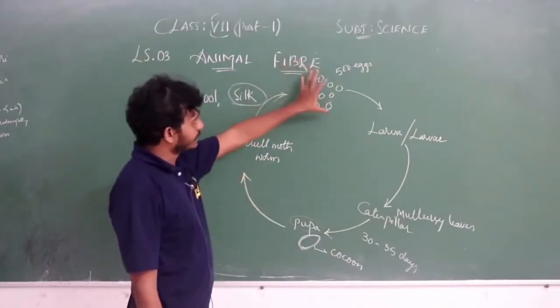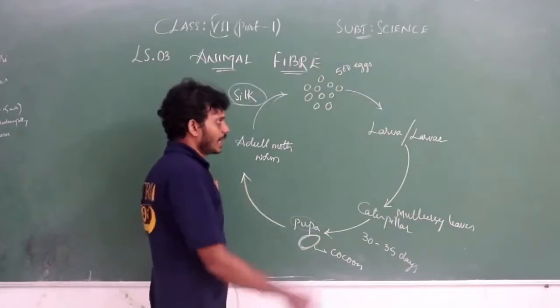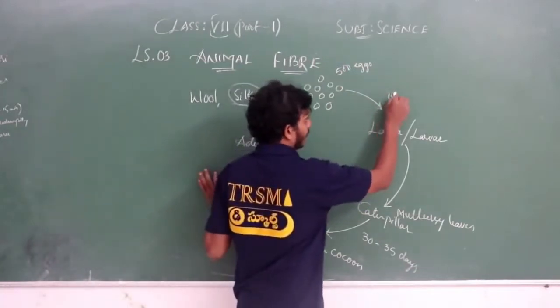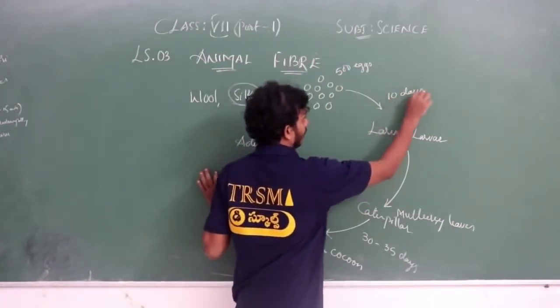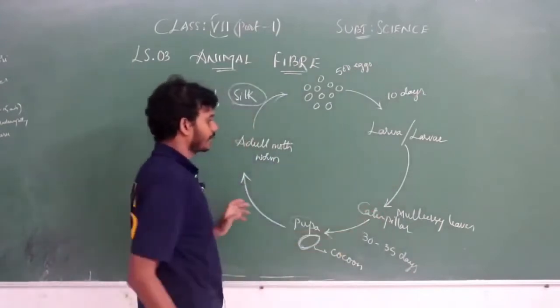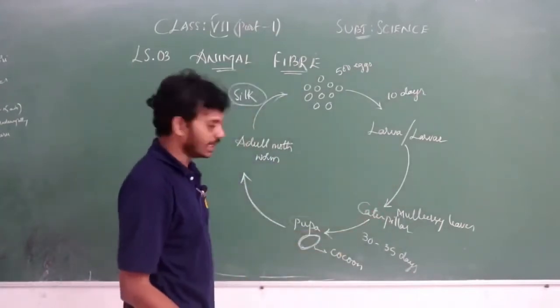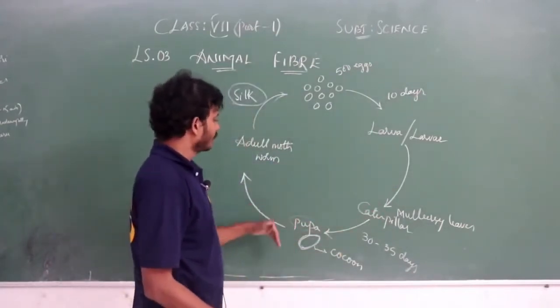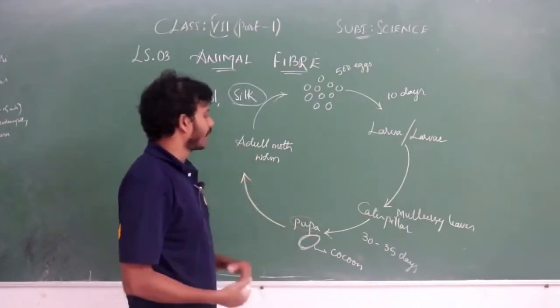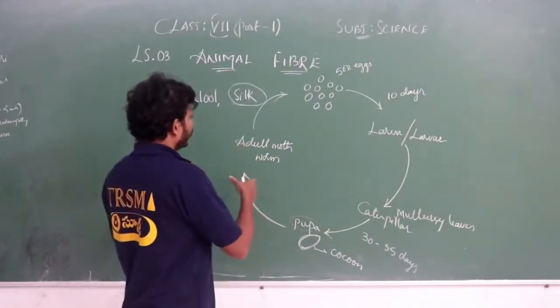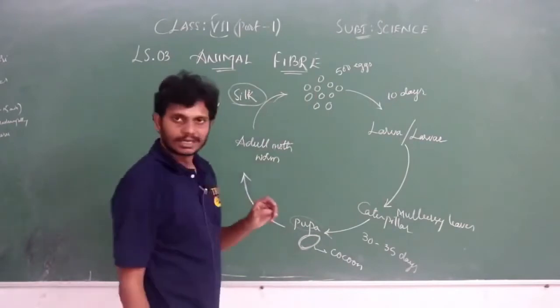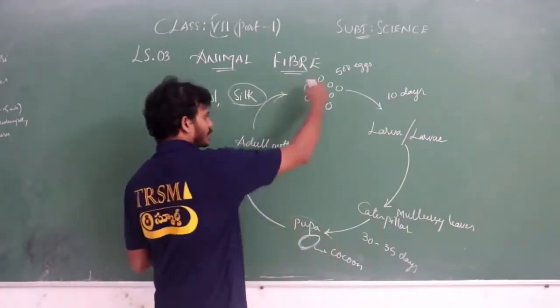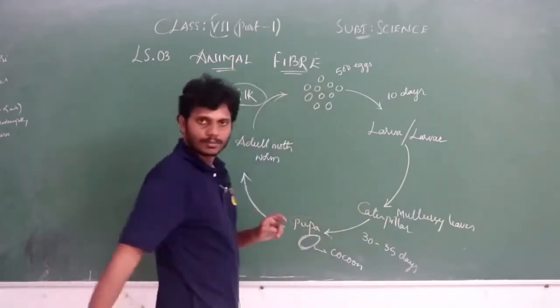And again, these eggs get hatched into larva or larvae in 10 days. And again, this develops into a caterpillar. The caterpillar starts eating mulberry leaves, and then it develops into a pupa. The pupa develops into an adult moth, and again it lays eggs. It is a cyclic process.